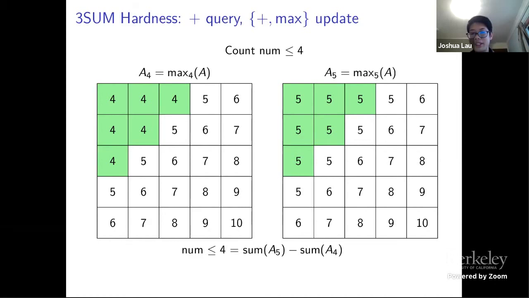Repeating this for all our m elements gives us a reduction that uses order m operations. And this implies that there's no truly subquadratic time algorithm for this data structure's problem when we measure complexity in terms of the number of operations n.